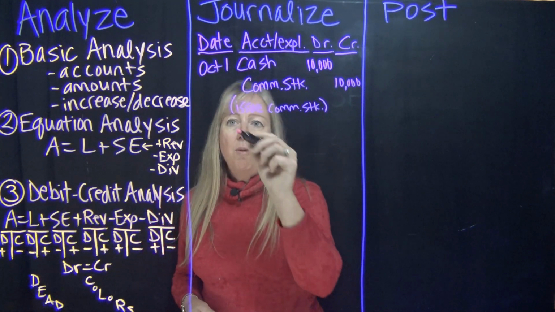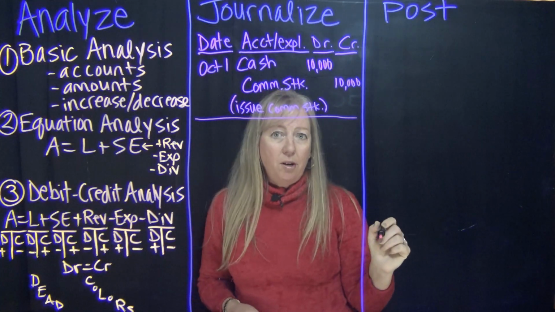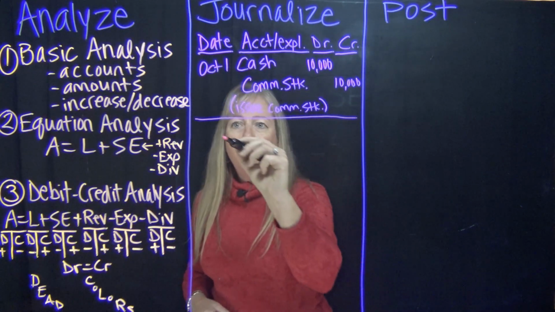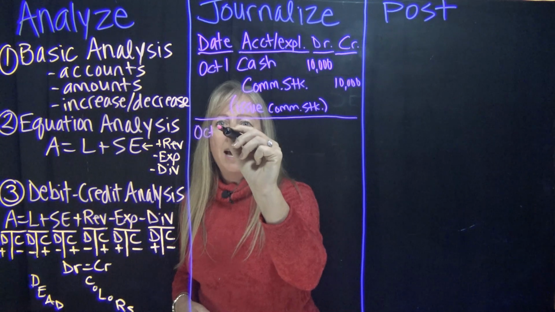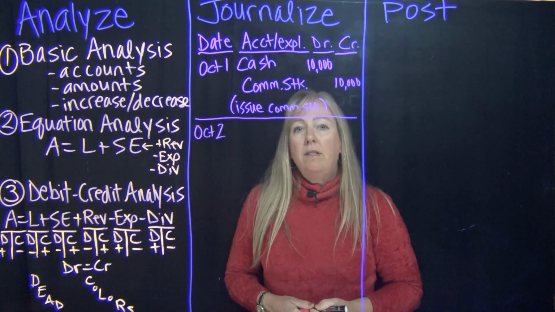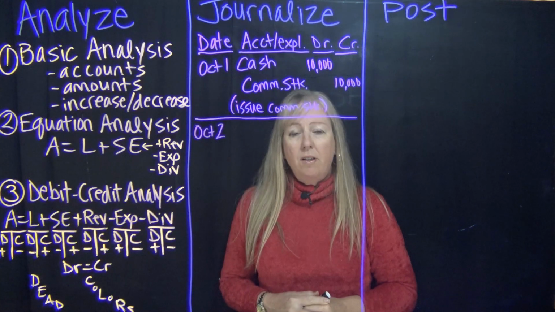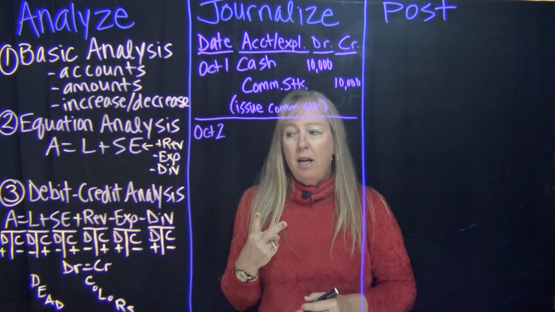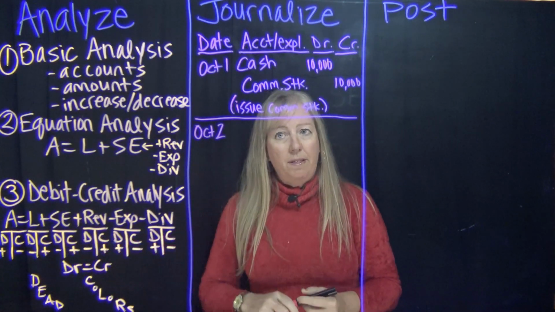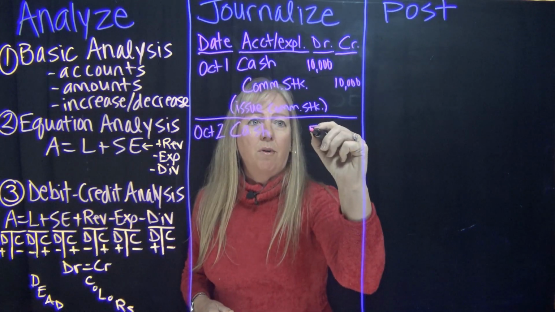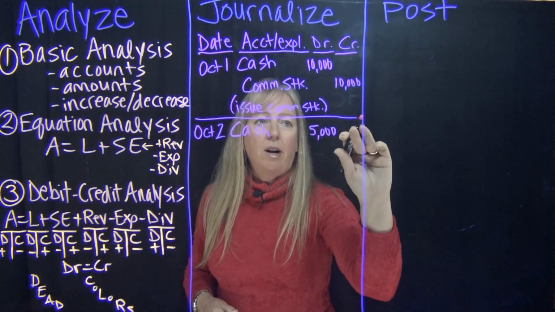Now let's say on October 2nd, you needed some more money. So you went to the bank on October 2nd and you got a loan for $5,000. You would input the date in the date column as given. You'll think through the accounts, the amounts, the increases, decreases, also determining the debit and the credit. So the accounts are cash and notes payable. Cash is going to be the debit. We're going to put that first, just like the first transaction. The amount is $5,000. We're going to type that in here. We're going to leave the credit column blank.